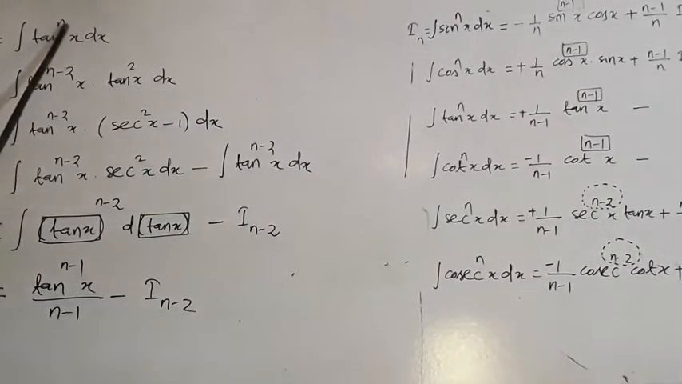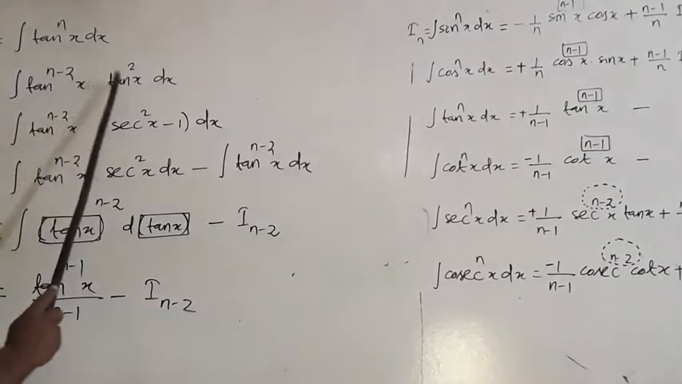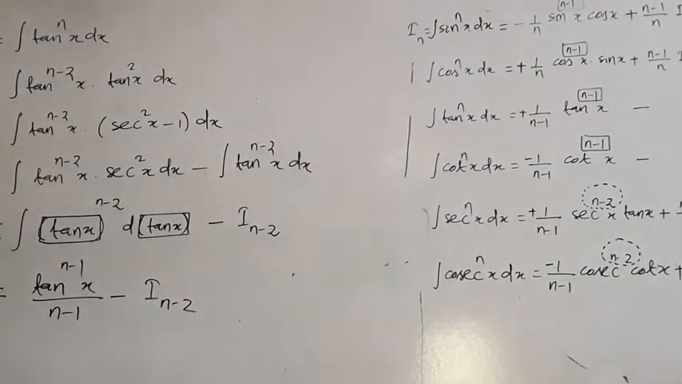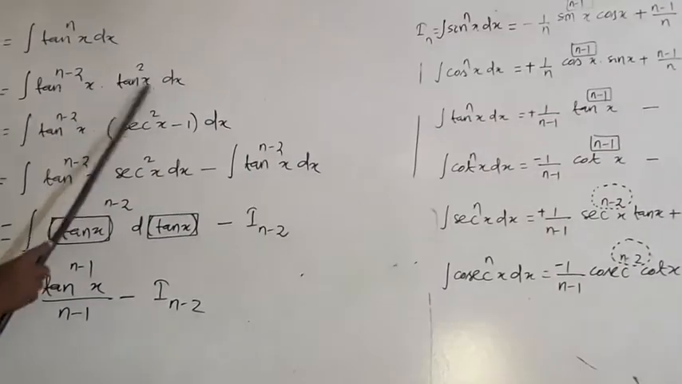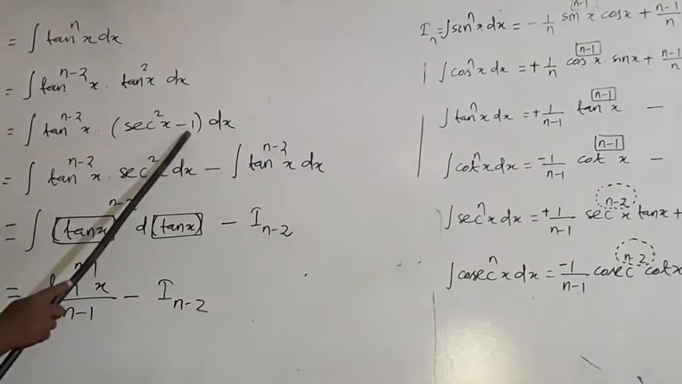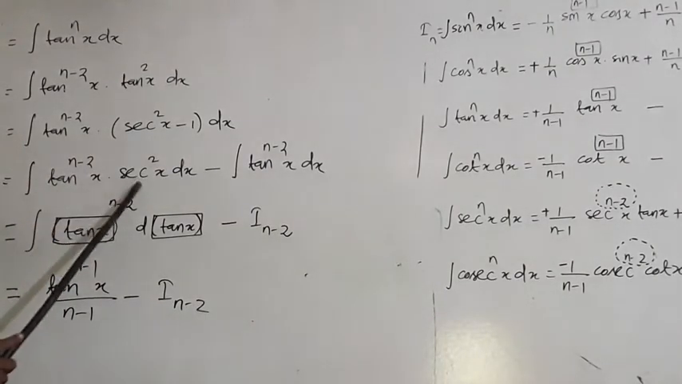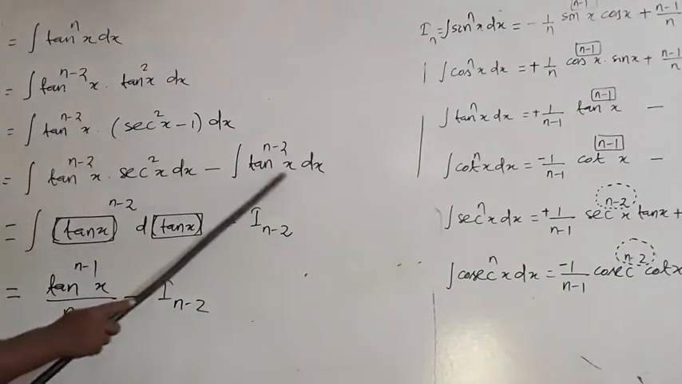It is integral of tan power n x dx. You have to split tan power n as tan power n minus 2 into tan square. You can see tan power 4 and tan power 6 in chapter 3; I have taught you already. It is tan power n minus 2 into (sec square x minus 1). Then multiply: tan power n minus 2 x sec square x dx minus tan power n minus 2 x dx.